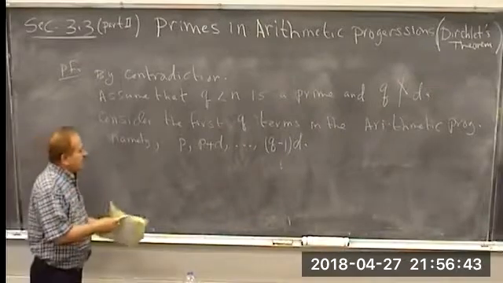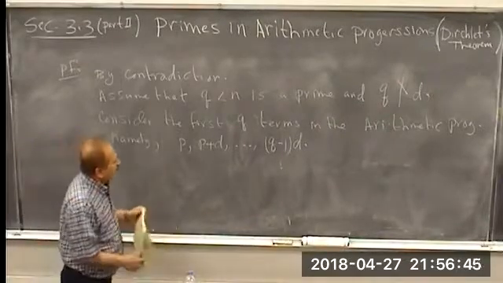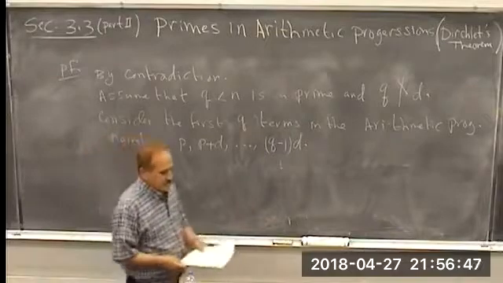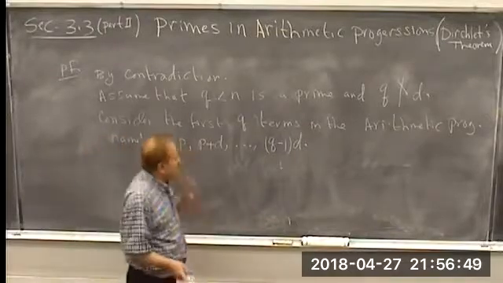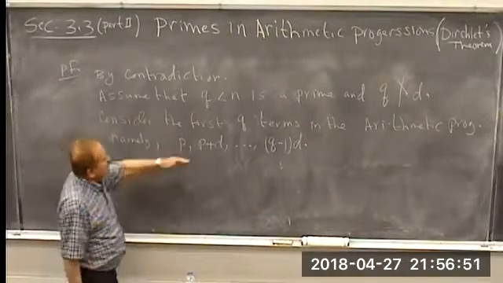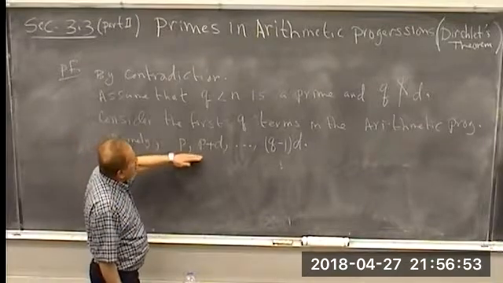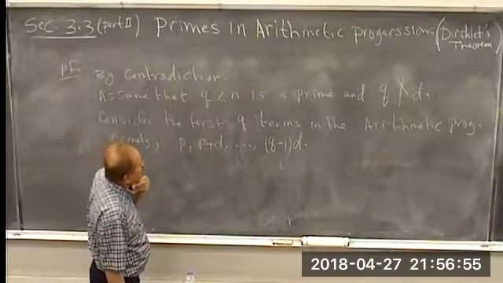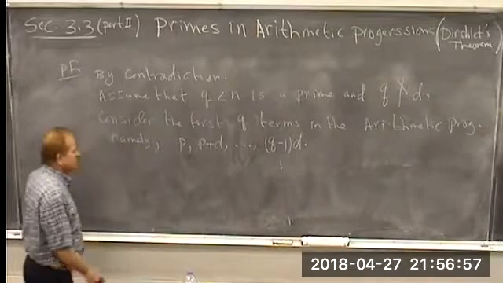I claim that the remainders that we obtain when we divide each one of these by Q are different. Here's the claim.